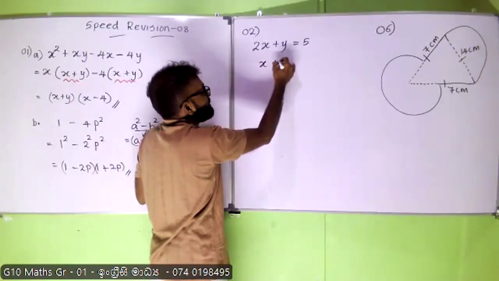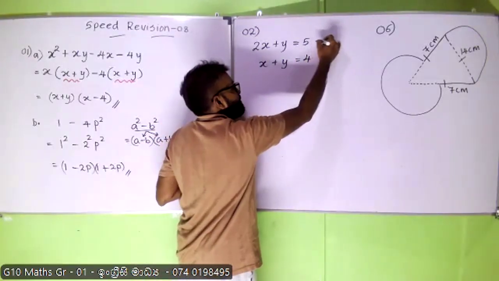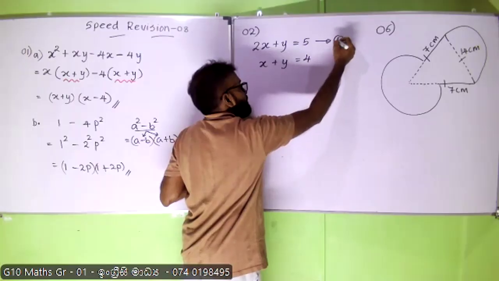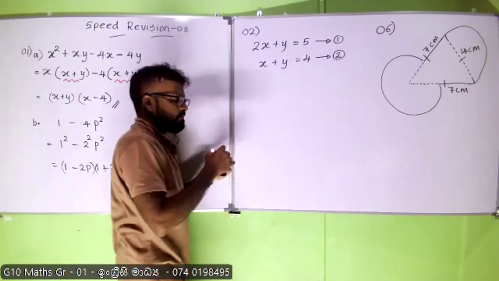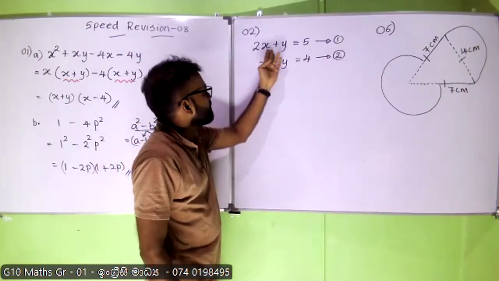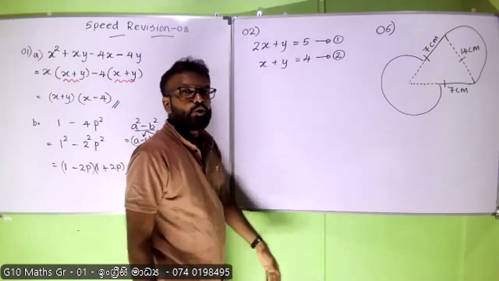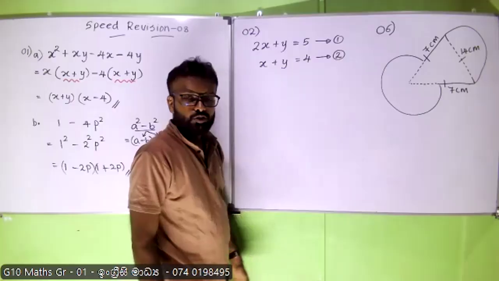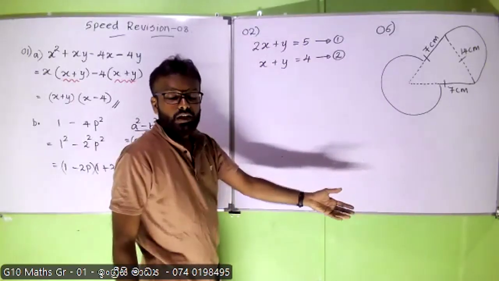Right, so this one, there is a beautiful pattern that you need to understand here. What you are going to do is actually you are going to kill one of these terms, x term or y term. You are going to eliminate, so that it will help you to find the value of the other term.